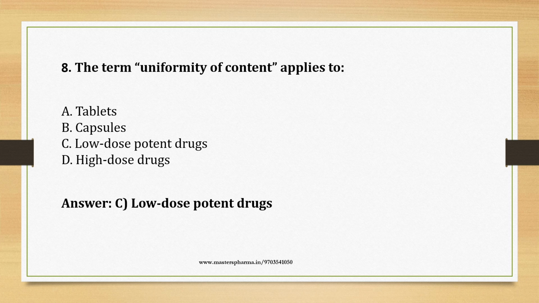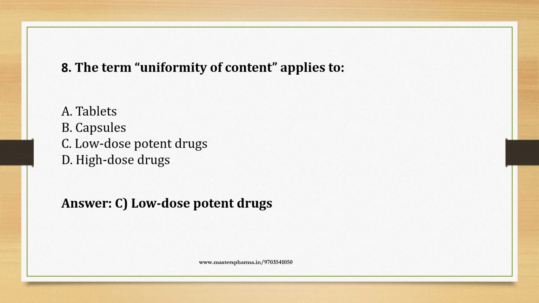Why is it applied specifically to low dose potent drugs? When a drug is present in a very small amount, typically less than 25 mg or 25% of total tablet weight, even a minor mixing or manufacturing variation causes dose variability, therapeutic failure and toxicity, because the active pharmaceutical ingredient amount is so small. Weight uniformity alone cannot guarantee correct drug content. Uniformity of content is mandatory for potent drugs, low dose drugs and narrow therapeutic index drugs.